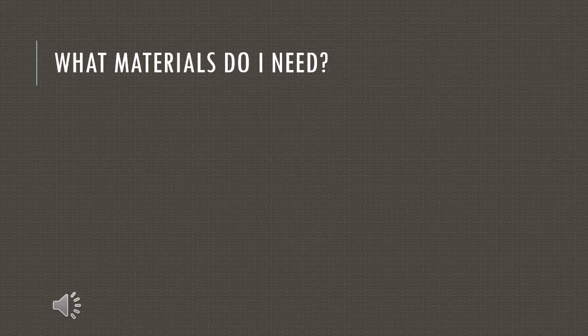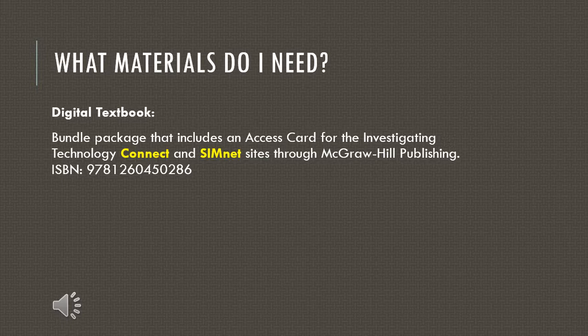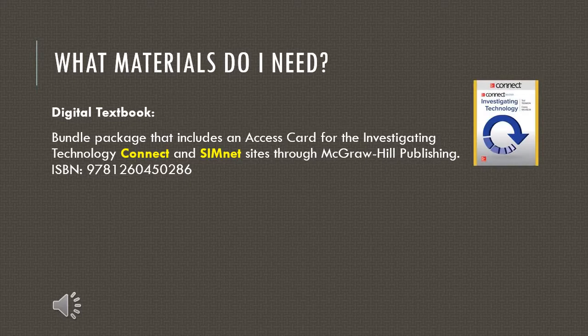You've made it into the Canvas course website, but before we look around Canvas, I want to tell you about some of the materials you'll need for our course. You're going to be using a digital textbook. Now, when you purchase your bundled package, it's going to include an access card for the Investigating Technology Kynect and SIBNet sites through McGraw-Hill Publishing. The bundled package does indeed have two access cards. You'll be using Kynect right away, first week, and SIBNet probably around the 8th week of our course, so make sure you retain both cards.